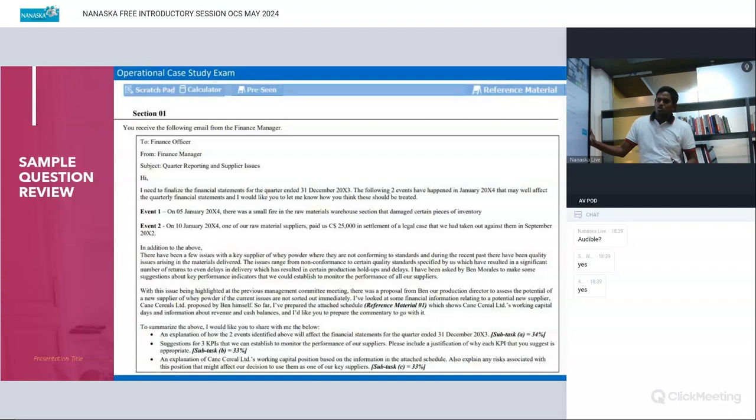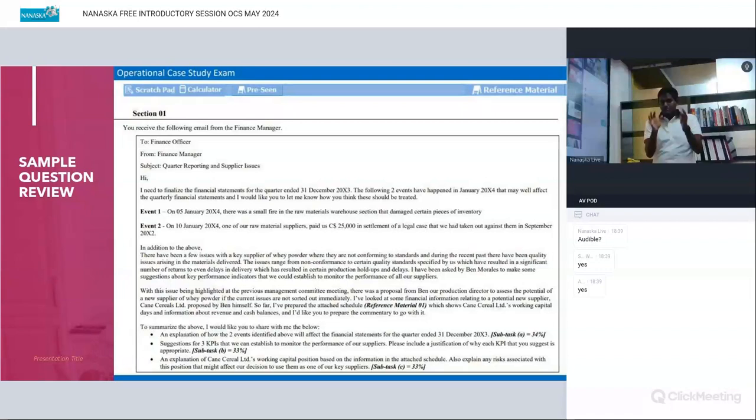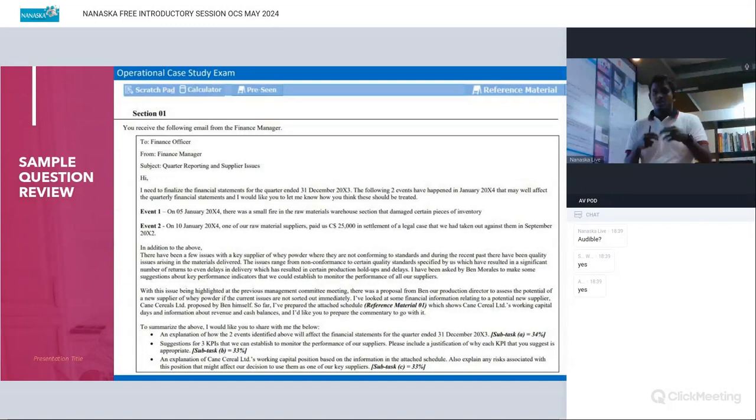In the exam, it's very practical, right? You get an email from your boss, which you've got to reply. That is going to be your answer. So that reply is what you've got to develop, that skill of crafting a nice reply to the query that has been raised to you by your boss, which you get by means of an email.